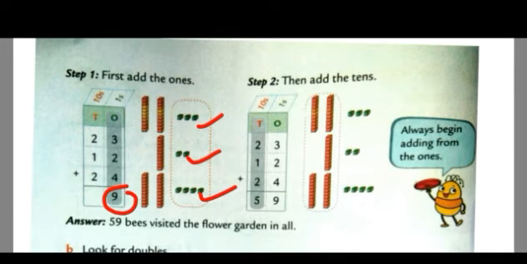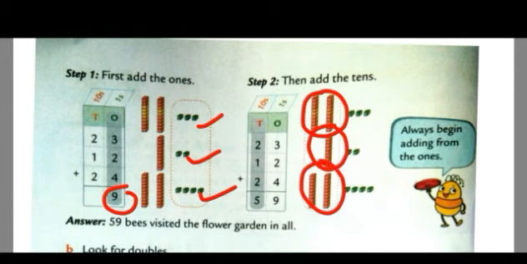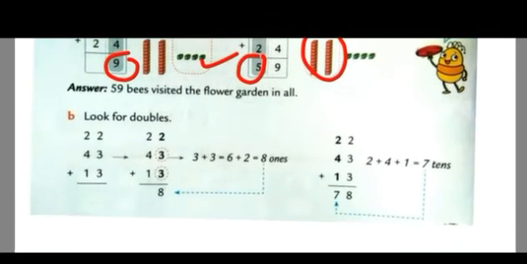Now we will add the tens. So what are the digits that are given to us here? 2, 1, 2. So we need to count now these numbers. So let's count with me. 2, 3, 4, 5. So in tens place we will write 5. So together the answer comes 59. Total 59 bees visited the flower garden in all. Now we move on to the next question.